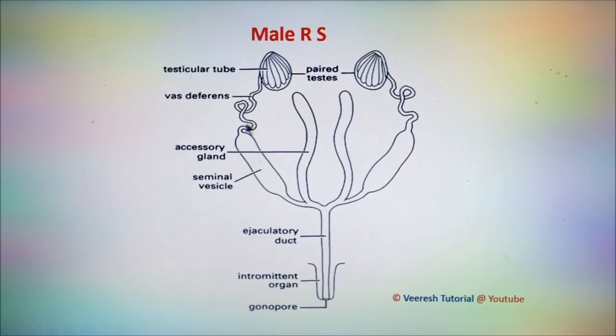If you look at the posterior part of the vas deferens, it is enlarged, forming a sperm storage organ called the seminal vesicle. This seminal vesicle helps in temporary storage of sperm. Each vas deferens joins and opens into a common ejaculatory duct. The duct opens into the aedeagus or penis.